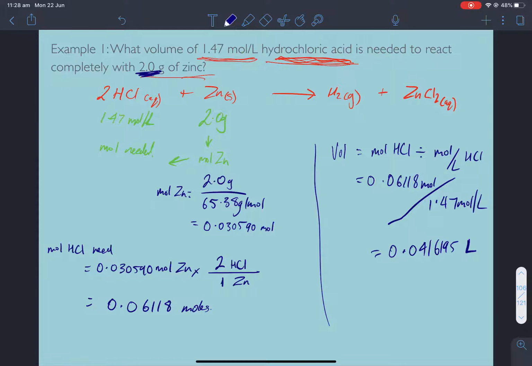Okay, let's look at significant figures. Got 2 in 2.0 and 3 in 1.47, and our molar masses are all 4, so we're limited to 2. So that 4 and that 1. 6 is after that, so it's going to equal 0.042 litres. 2 sig figs, or 42 millilitres.